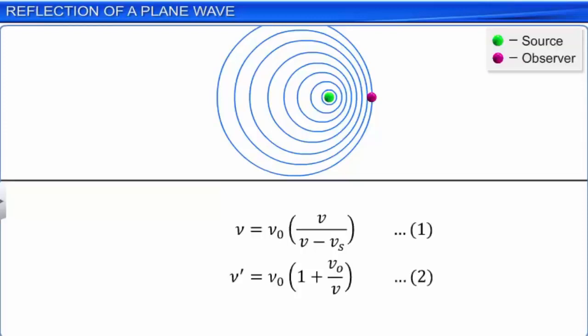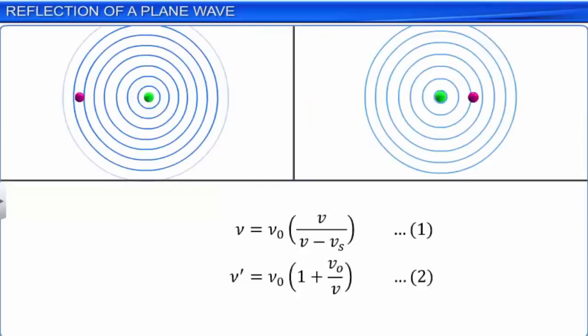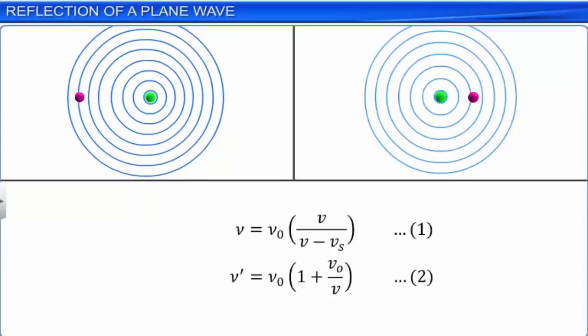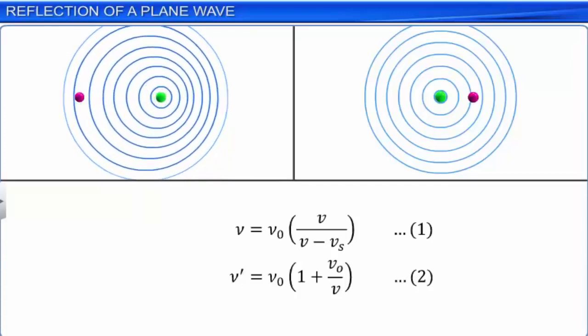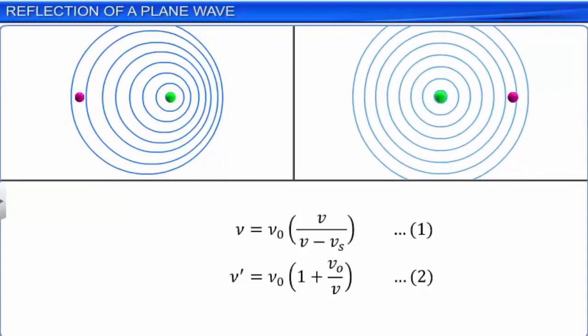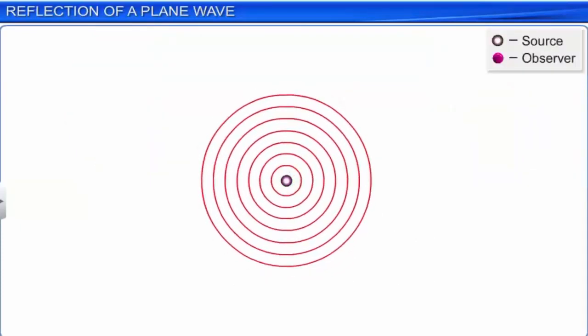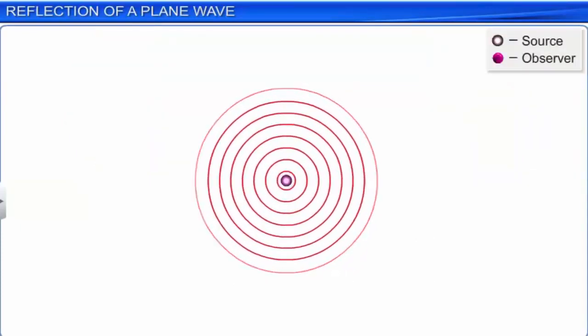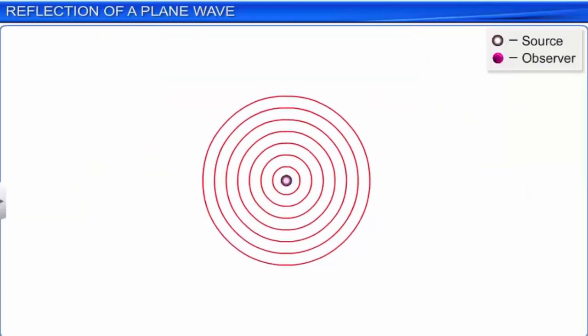Thus, in the case of sound waves, since the velocities of the source and the observer are relative to the medium in which they propagate, the effect on the frequency when the source moves away from the observer is different from when the observer moves away from the source. But this is not true in the case of the Doppler effect for light waves. Let us now understand the reason for this.